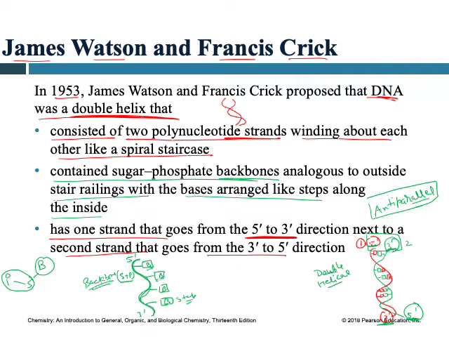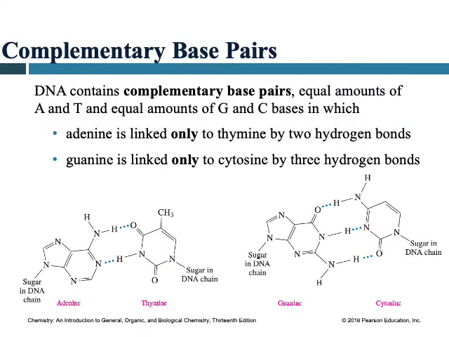Okay. So now let's talk about the complementary base pair. What is meant by complementary base pair? Like we already talked about, adenine is always equal to thymine and guanine is always equal to cytosine, right? We already talked about this thing. The number of adenine molecules will always be equal to the number of thymine and guanine is always equal to the number of cytosine.